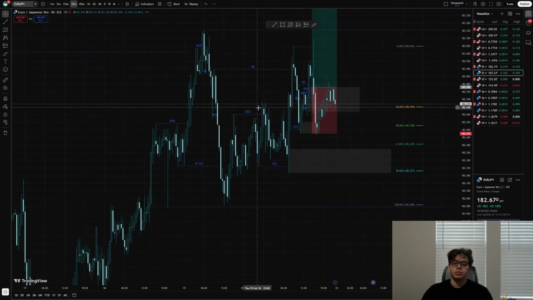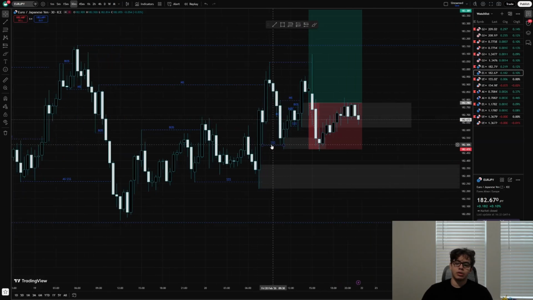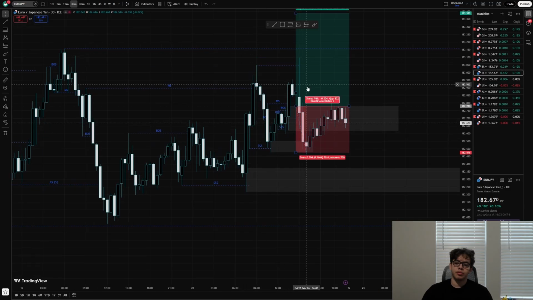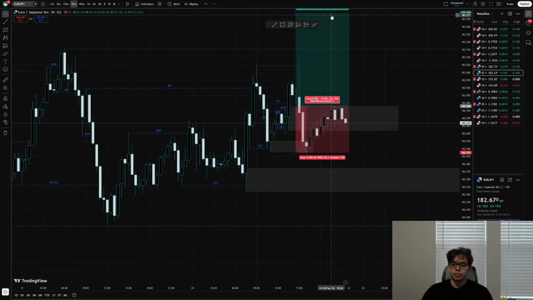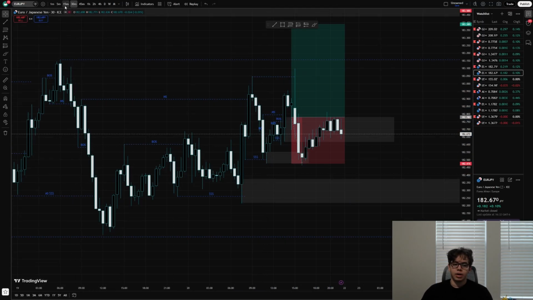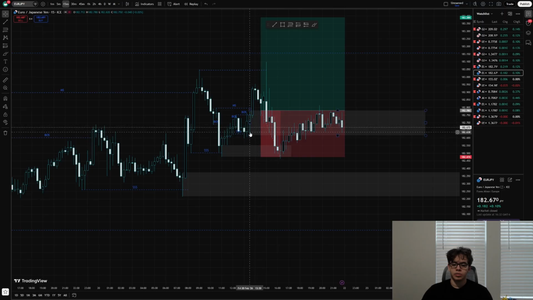Then, almost an hour before New York session begins, we sweep out these lows right here in the 30-minute time frame for the people that were trading with limit orders, right? Boom. They get stopped out. And then I was like, okay, on the 15-minute time frame, we just got a 15-minute market structure shift, right? You have this bullish order block.